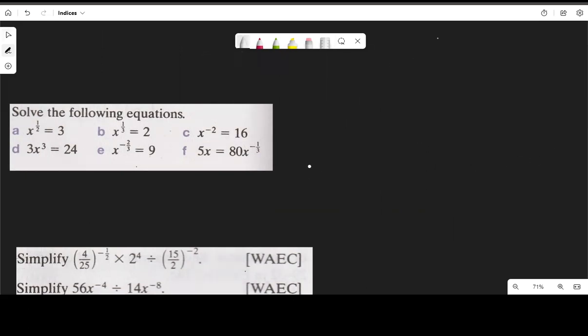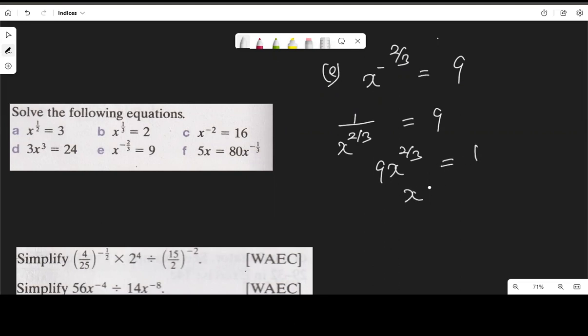Finally, second to the last, s to the power of negative 2 over 3 is equal to 9. Let me start by writing this in index form in positive indices. 1 over s to the power of 2 over 3 is equal to 9. That means 9s to the power of 2 over 3 equal to 1. s to the power of 2 over 3 equal to 1 over 9.